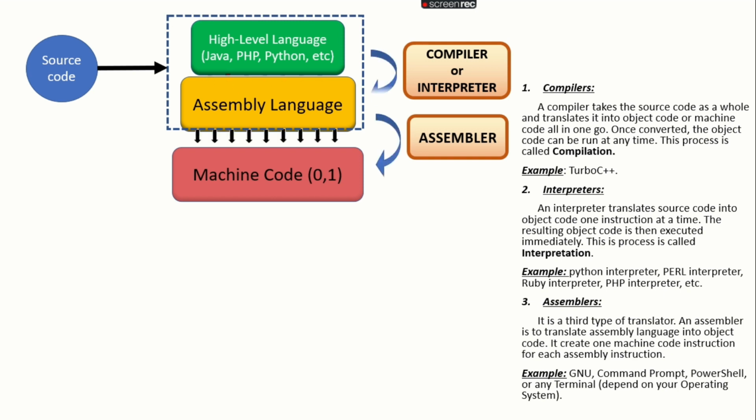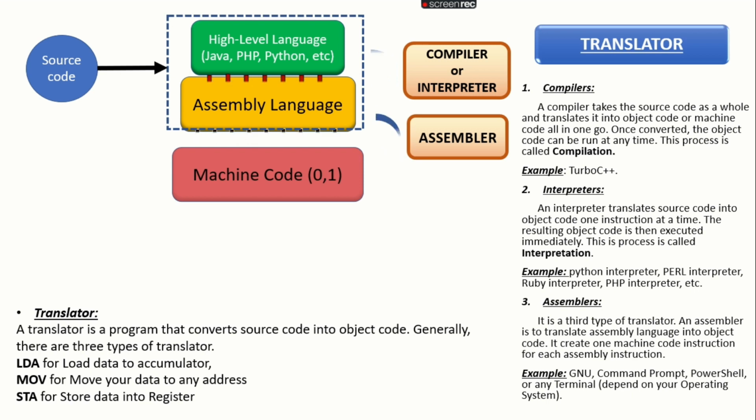So these compilers, interpreters and assemblers are translators. So what is a translator? A translator is a program that converts your source code into object code. Generally there are three types of translators: compilers, interpreters and assemblers. Using these, your high level language code is converted into low level language, and then through the assembler your low level code is converted into machine code. After that it is transferred to the hardware device.